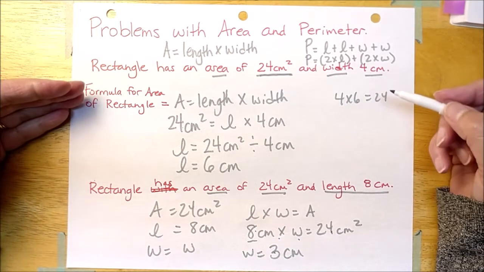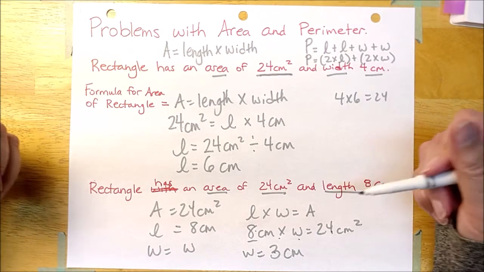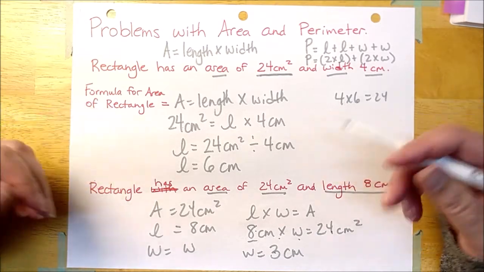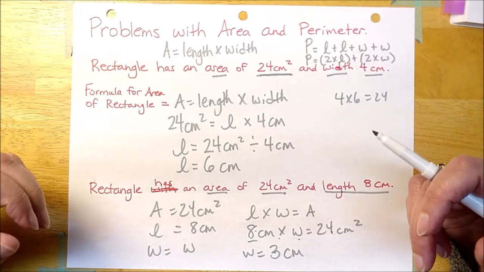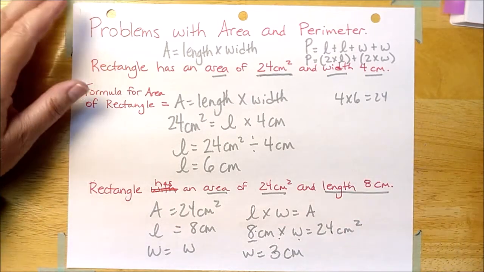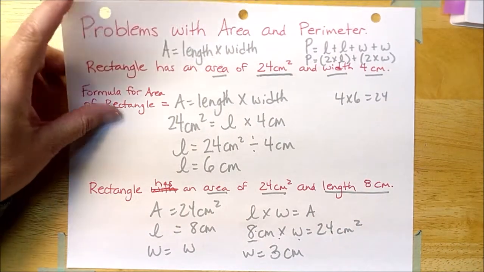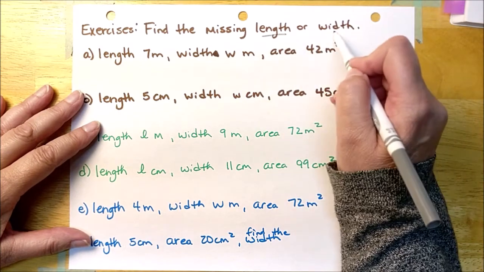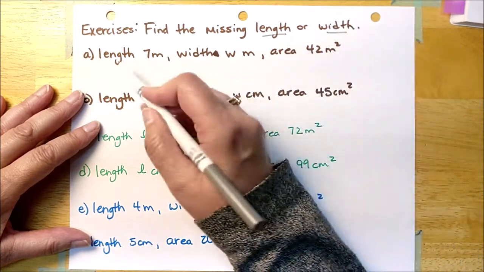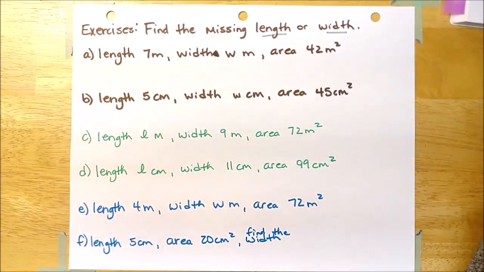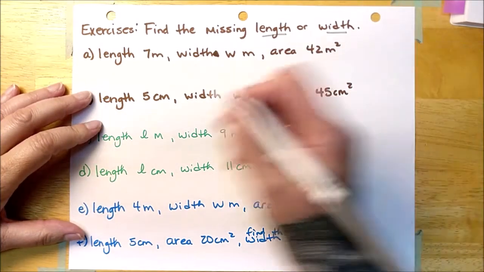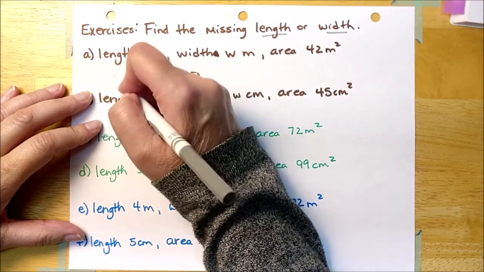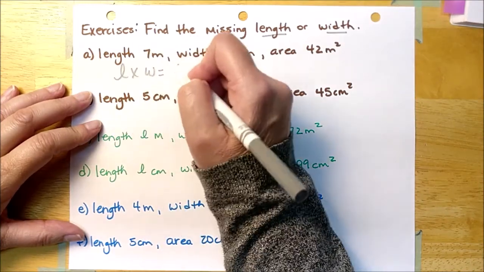So if you're given the area and you don't know the length or the width, you turn it into a division problem, or most of you are very clever with your multiplication problems and you can figure that out without having to turn it into a division problem. So now I'm going to give you some exercises where you need to find the missing length or the missing width. So one of them will be given and your area will be given, and you need to figure out the missing one. So if I was to do this first one with you, I would say that my formula is length times width equals area.